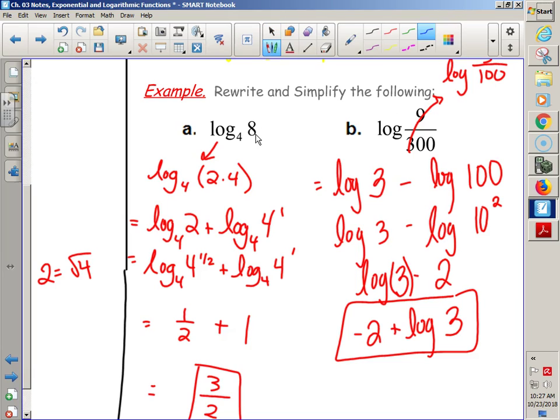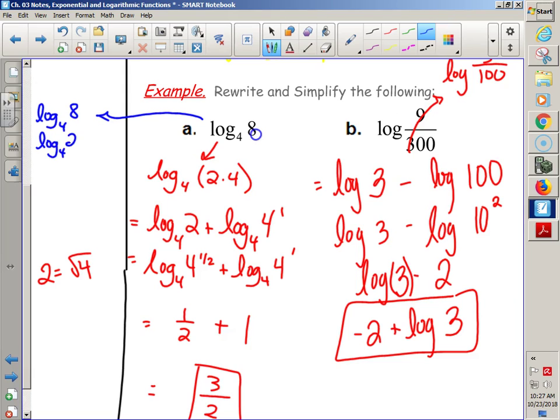We didn't do it yesterday, and you guys don't have to write it down. But I said yesterday, what do you think? Is it a quotient? Is it a product? Is it a power? It could have been all 3. 8 could be 16 over 2, and I could have done the quotient property. 8 could be, here's the one I was thinking of, 2 cubed.